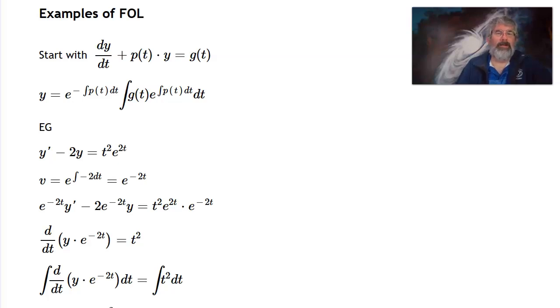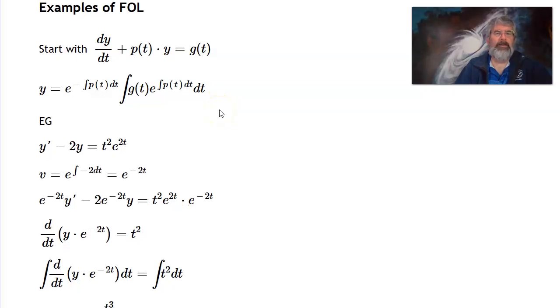All right, let's take a look at some examples of first-order linear differential equations. Just to remind you, first-order linear equations start with something that looks like this: 1 times dy/dt plus p of t times y equals some other function g of t. And we end up with a solution that looks something crazy like this. So, here we go. Let's start with this one here.